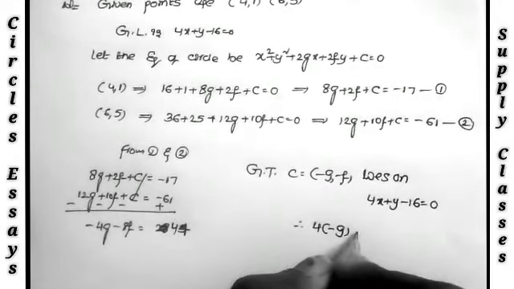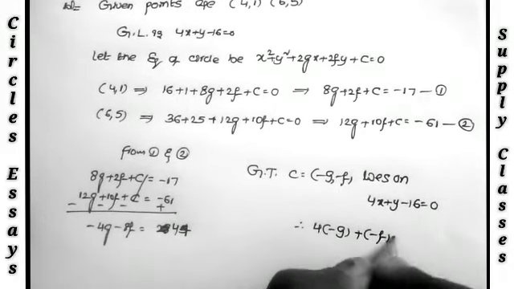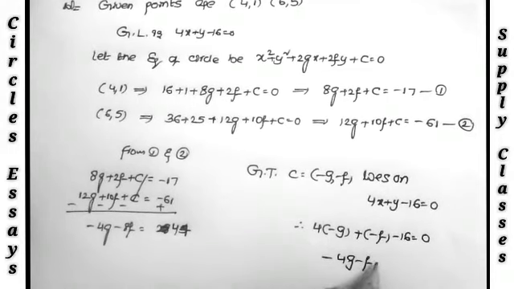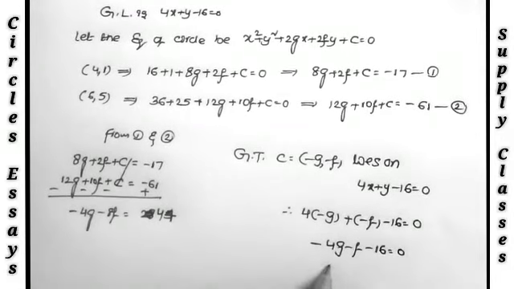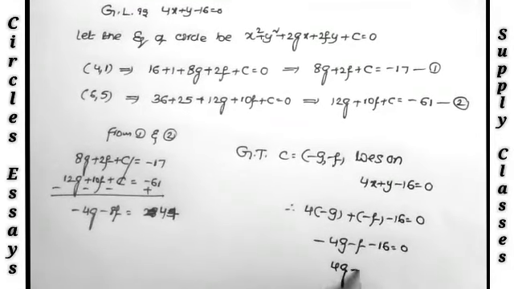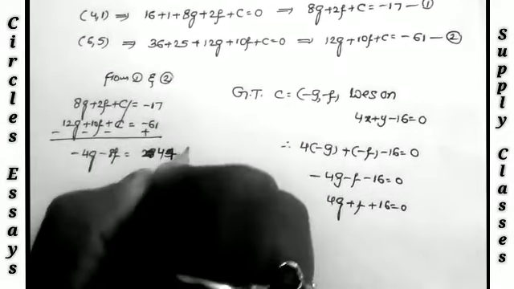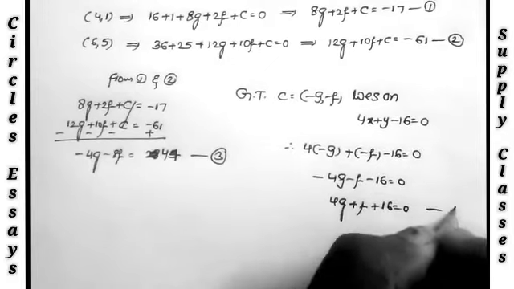Therefore, 4 × (-g) + (-f) - 16 = 0. That is, -4g - f - 16 = 0. Now cancel the minus sign, then you get 4g + f + 16 = 0. Okay, this is the third equation and this is the fourth equation.